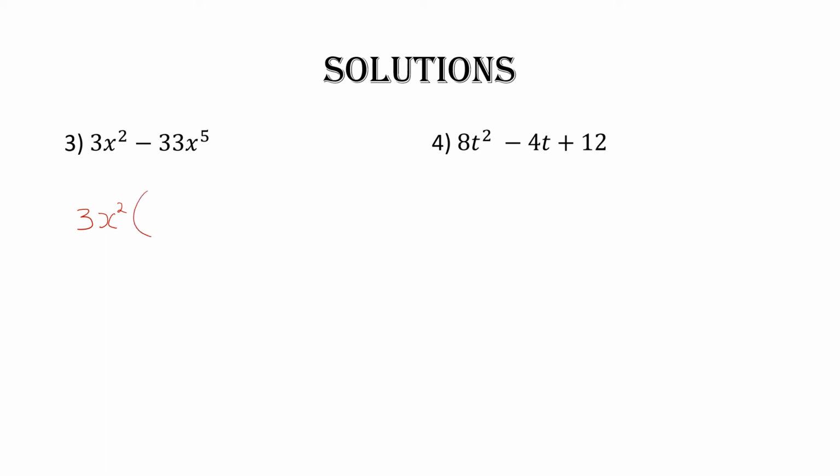So 3x could evidently go into 3x one time. And on the other side, 3 will go into 33 11 times. And 3x squared will go into 3x to the 5th x cubed times. So one way to look at it, x cubed.